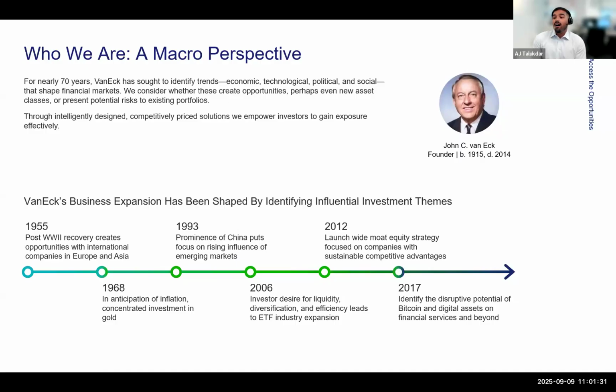All right, who we are. Our firm has always been about identifying influential investment themes. Founded in 1955, since then we've acted on shifts like post-World War II recovery, inflation in the 1960s, the rise of China and EM in the 90s, and the growth of ETFs in the 2000s. In 2012, we even partnered with Morningstar to launch our wide moat equity strategy. And in 2017, we were the first to recognize the disruptive potential of Bitcoin and cryptocurrencies. This history matters because it shows a pattern. When markets change, VanEck adapts and often leads with solutions. Conviction over convention.